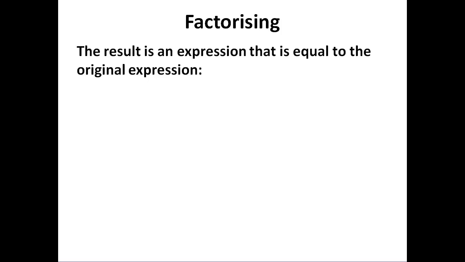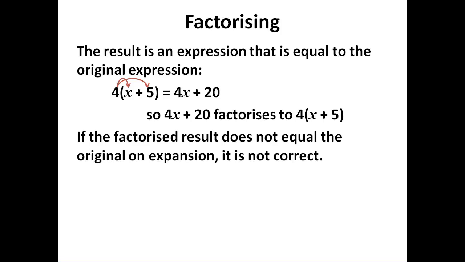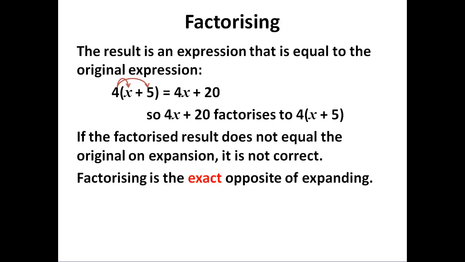The result is something that is equal to what we started with. 4 brackets x plus 5, and we expand out is 4x plus 20. So 4x plus 20 factorises to 4 brackets x plus 5. If it doesn't equal when we expand it out again, then we haven't factorised correctly. It's the exact opposite of expanding.